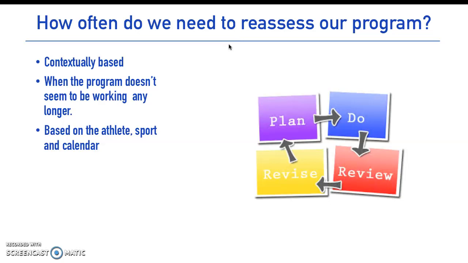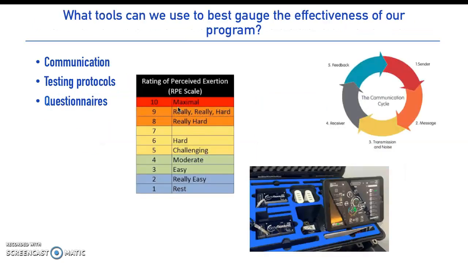It has to be planned, or it cannot be planned in the sense that you can't always have it at particular dates. It has to be done effectively through communication, which we'll talk about on the next slide. Okay, so what tools can we use to best gauge the effectiveness of our program? The three that really stand out for me are communication, because we are always communicating with our athletes or our coaches, testing protocols, things that we've spoken about before, and questionnaires.